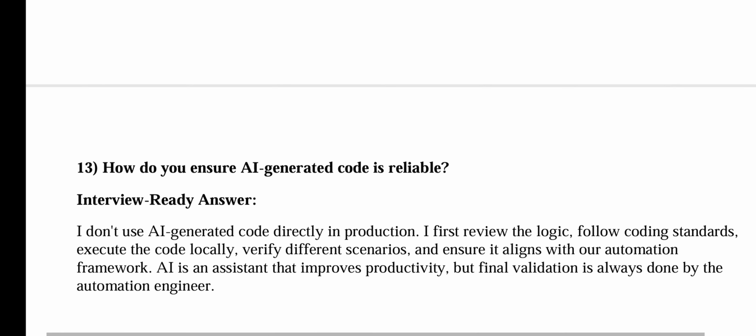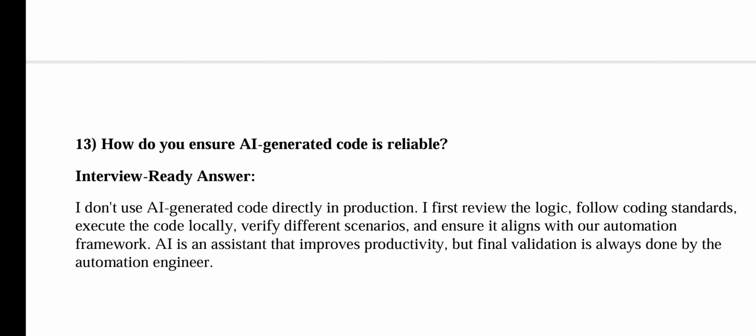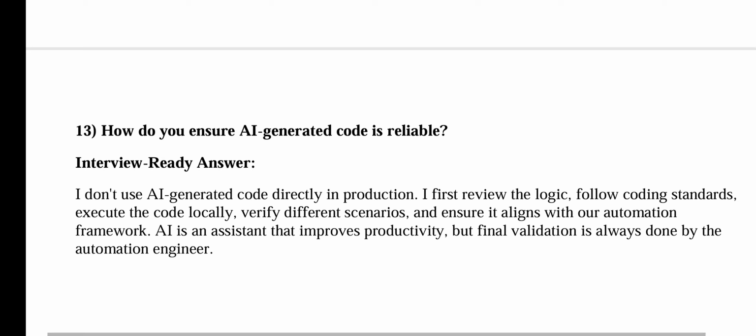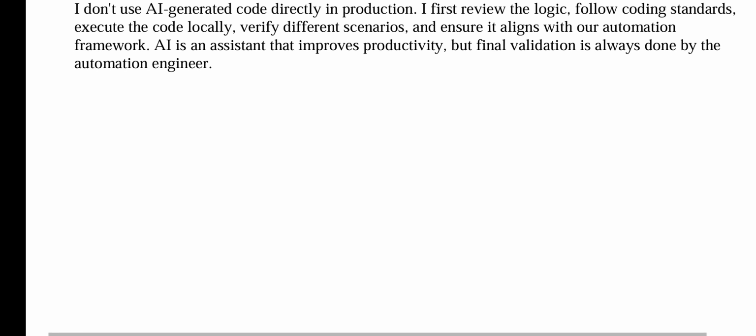Okay, so you can elaborate all the details, and upon this question they ask the follow-up question like how do you ensure AI generated code is reliable? Okay, so you can answer in a short and sweet form like I don't use AI generated code directly in the production. I first review the logic, follow the coding standards according to organization rules, execute the code locally, verify the different scenarios, and ensure it aligns with our existing automation framework. So AI is an assistant for us that improves the productivity, but final validation is always done by the automation engineer. Do remember that.